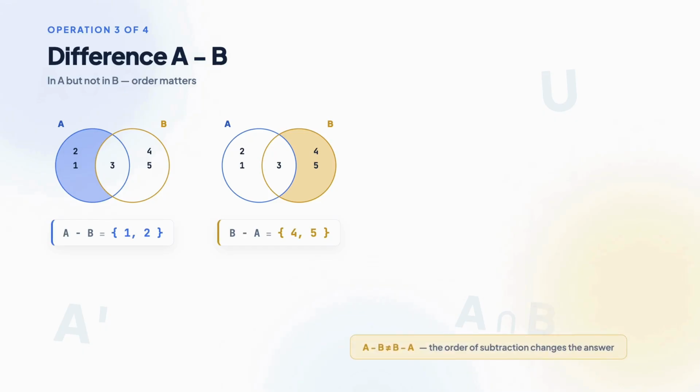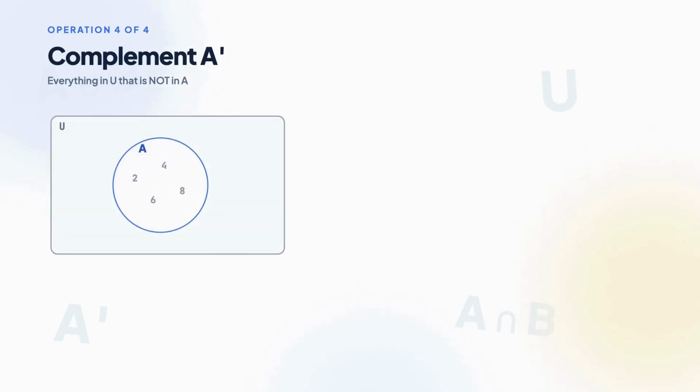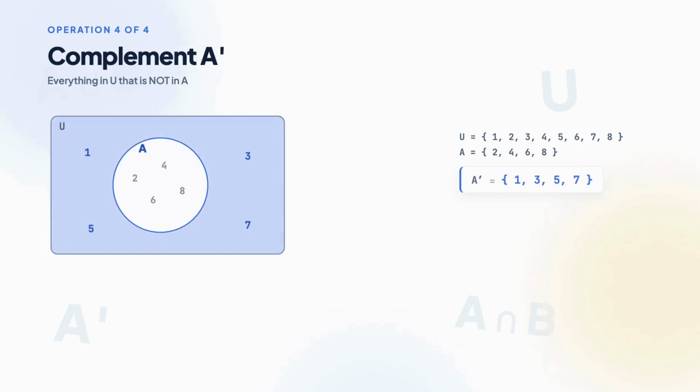The final operation is the complement. The complement of a set contains every element of the universal set that does not belong to that set. For example, if U equals {1, 2, 3, 4, 5, 6, 7, 8} and A equals {2, 4, 6, 8}, then the complement of A is {1, 3, 5, 7}. In simple words, it represents everything outside the given set but inside the universal set. These operations become much easier to understand with Venn diagrams because the shaded regions clearly show unions, intersections, differences, and complements.